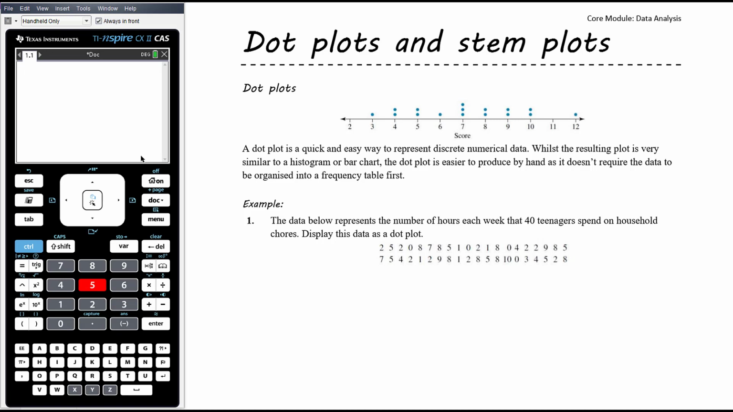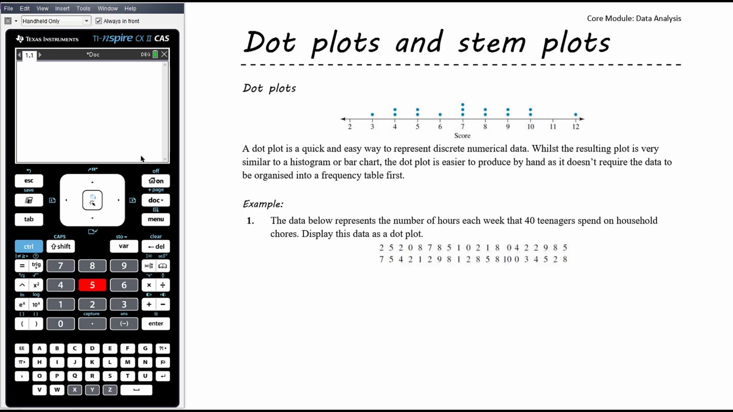So a dot plot is a really quick and easy way to represent discrete numerical data. This wouldn't work for continuous numerical data, and nor would the stem plot, so both are for discrete numerical data. The resulting plot is really similar to a histogram or a bar chart, but it's easier to produce by hand because you don't need to formulate the frequency table before you can build the bar chart. You just add the dots on as you work through the list of data, and then voila, you've got a plot. There's an example of a dot plot above there.